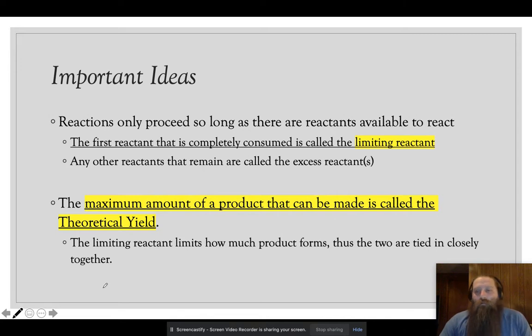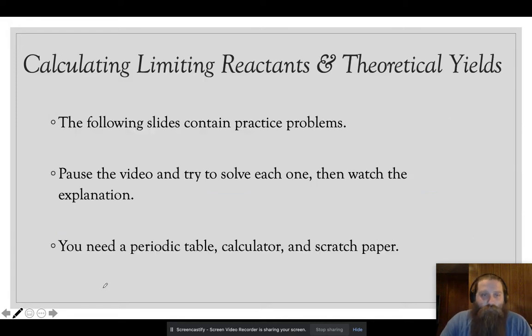Now, when you find the limiting reactant, you can actually find the theoretical yield at the same time. The theoretical yield is the maximum amount of product that you can make based on the limiting reactant. When you find them, you can start to draw some conclusions about your reaction. You can start to describe your reaction as a whole. You can even find the excess mass, that is the amount of reactants that are left over. So we're going to do all of those things in this video.